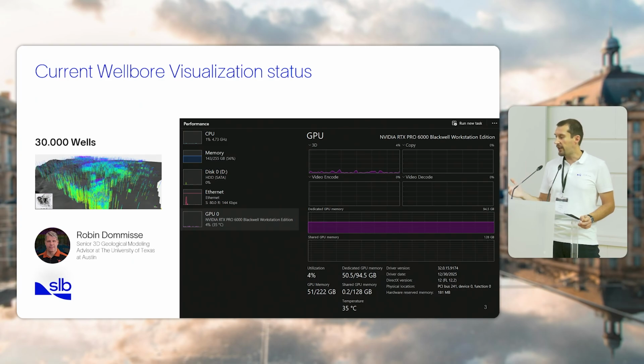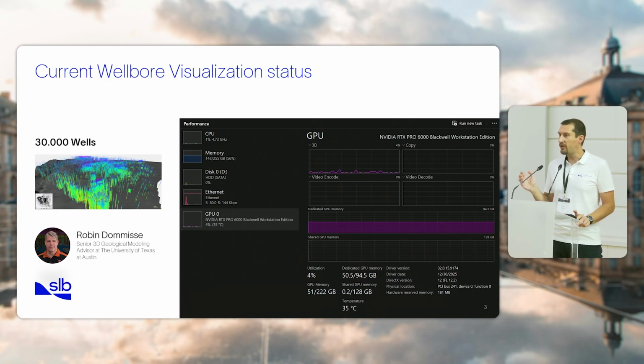To load this data set, it requires nearly 150 gigabytes of CPU memory and 50 gigabytes of GPU memory. It uses an RTX 6000. If you know NVIDIA, the 6000 is generally correlated to the price of the GPU. So this is kind of a huge machine.